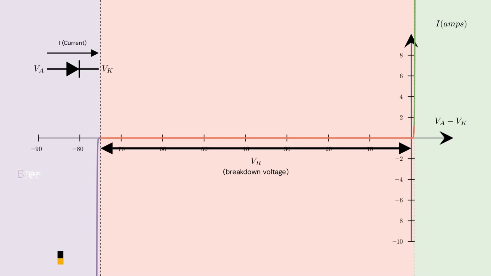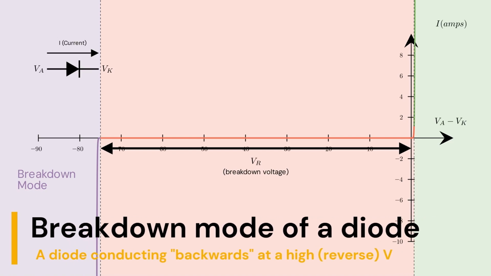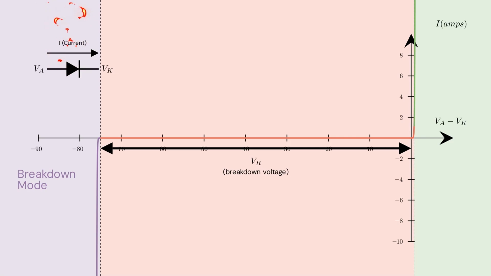In most designs, this breakdown mode is undesirable. Most diodes aren't built to work that way and will get damaged in breakdown mode. Understanding the shape of this plot for each diode is the technically correct way to analyze diode circuits, but I'll show you some shortcuts to make things easier.